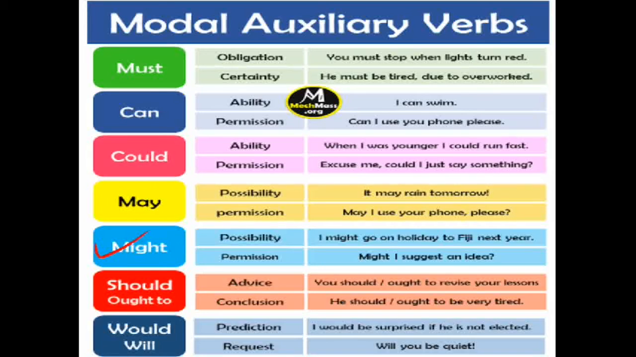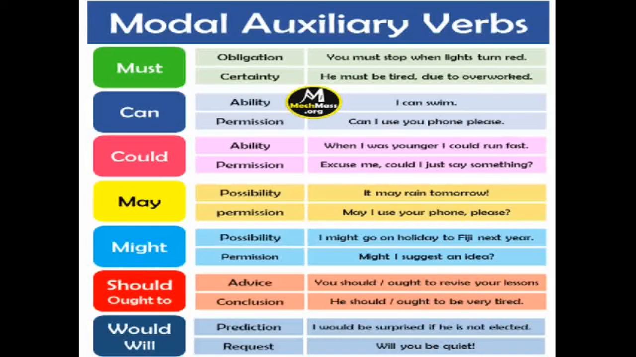Next, might. The first sentence, modal auxiliary might, shows you possibility. The second sentence, modal auxiliary might, shows you permission. Next, should, ought to. The first sentence, modal auxiliary should, ought to, shows you advice. The second sentence, modal auxiliary should, ought to, shows you conclusion.